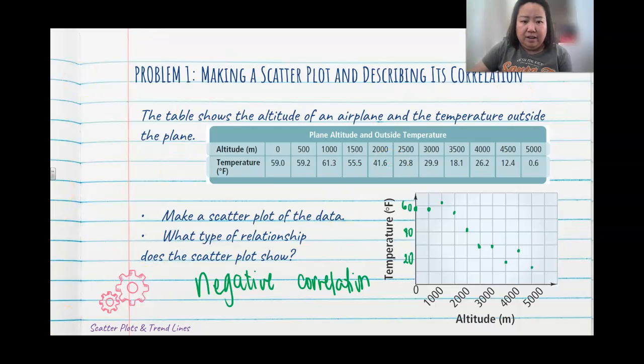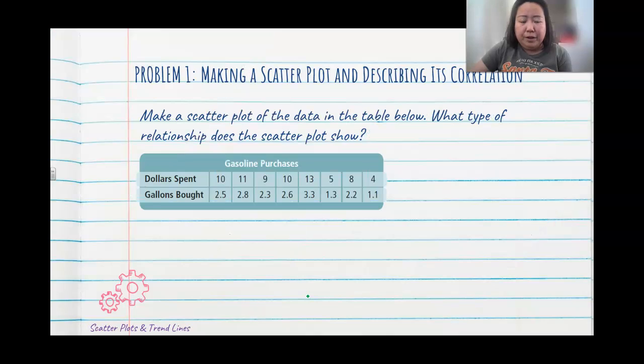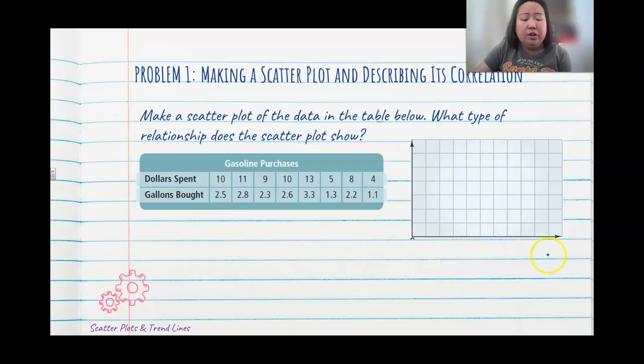So let's have our next example. Okay, so you can try this next one on your own. I have here your corresponding graphing area. This time we are looking at the dollars spent and the gallons bought when you are getting some gasoline. So try and identify what kind of relationship the scatter plot will show.